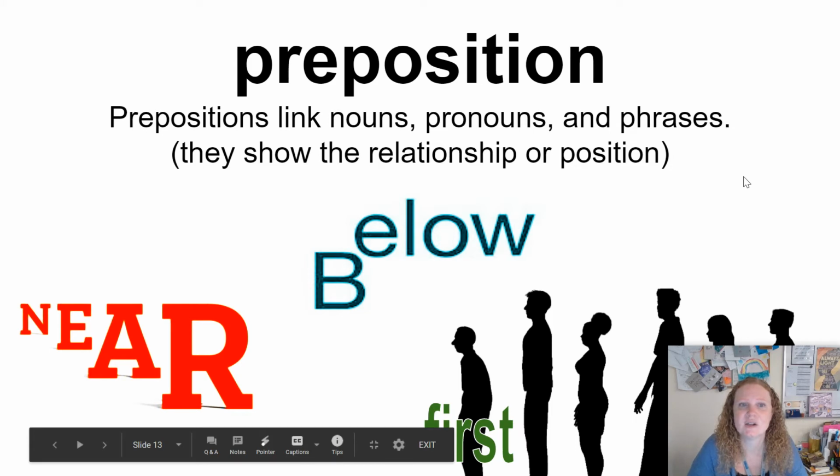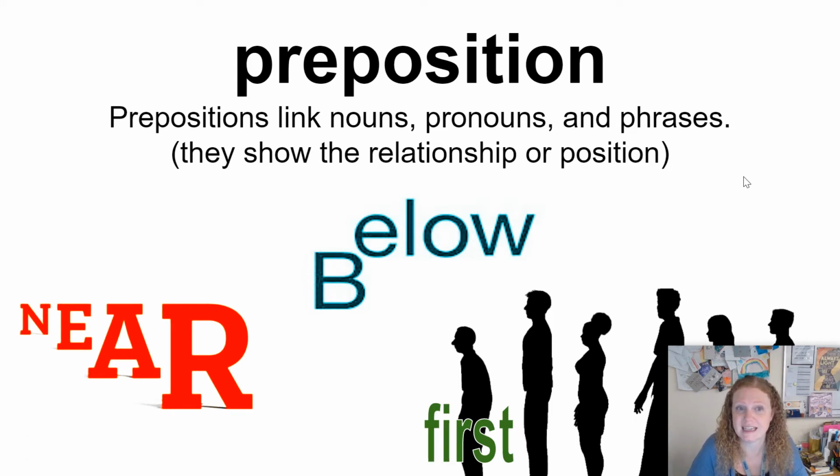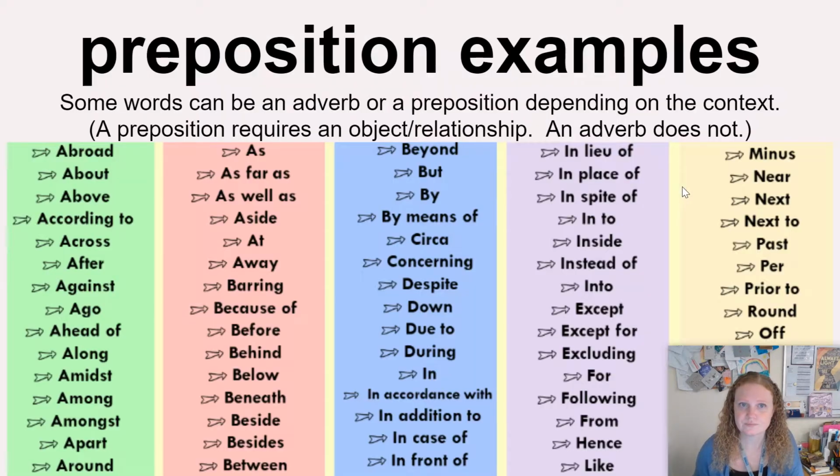Prepositions. So prepositions link nouns, pronouns, and phrases together. They show the relationship or the position. So near or below or first, these are all prepositions. They show where these nouns are located compared to each other. So they're kind of like comparison words.